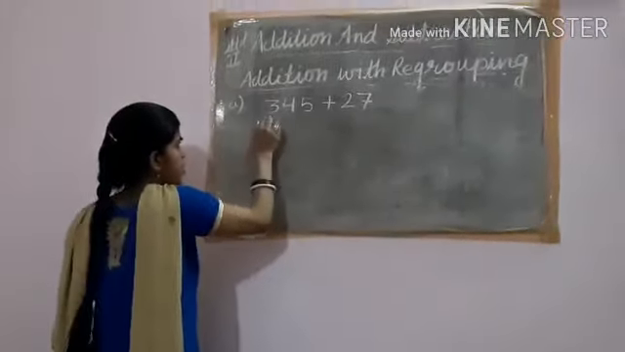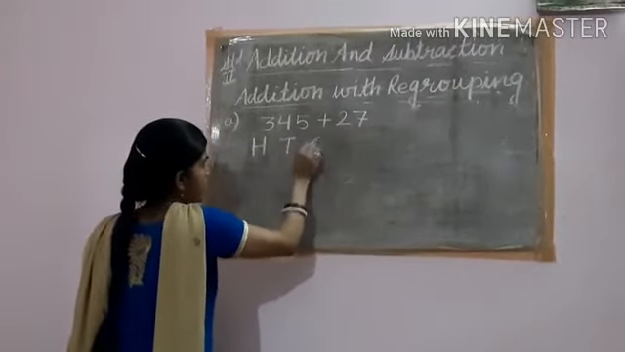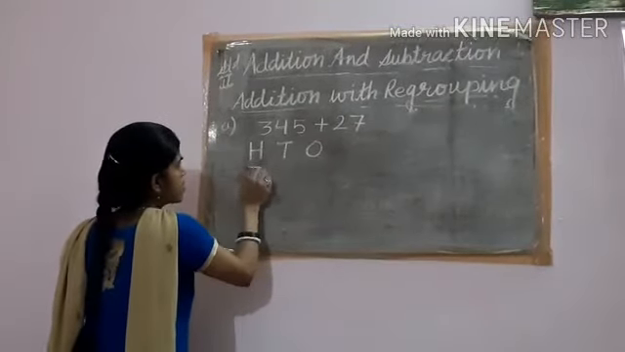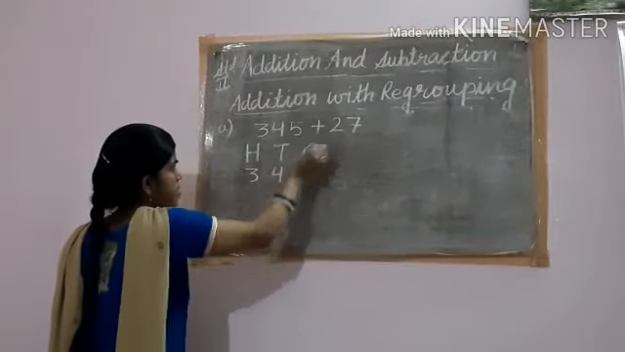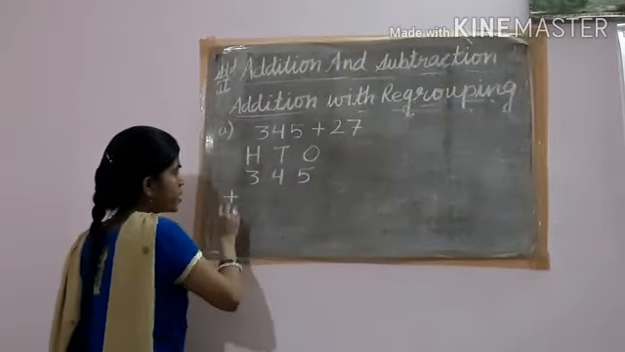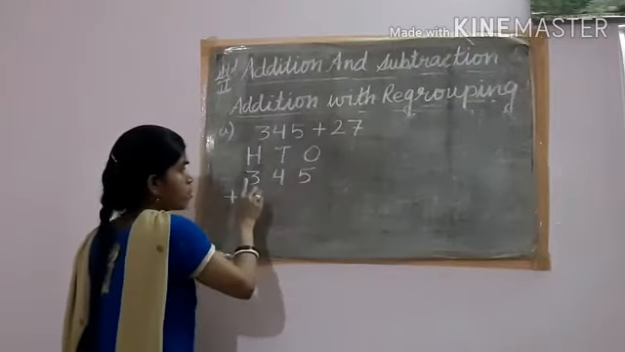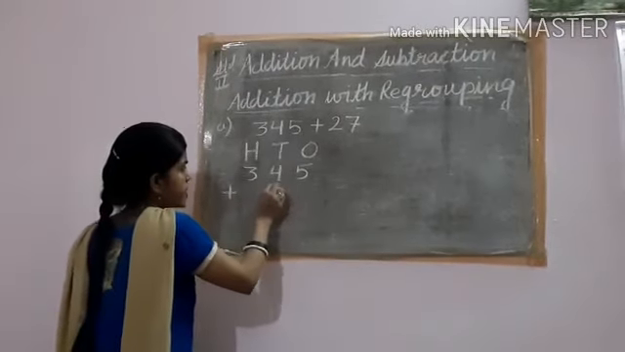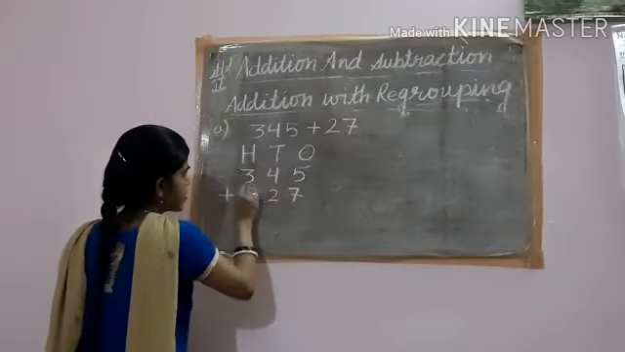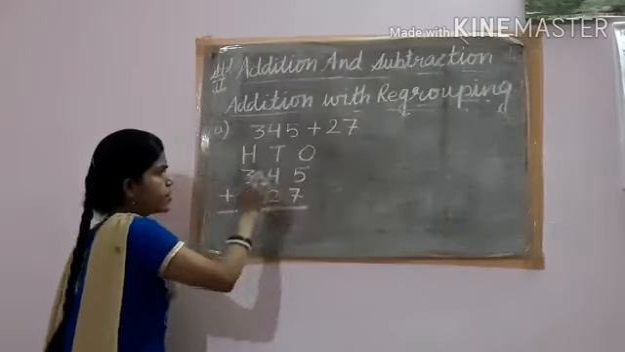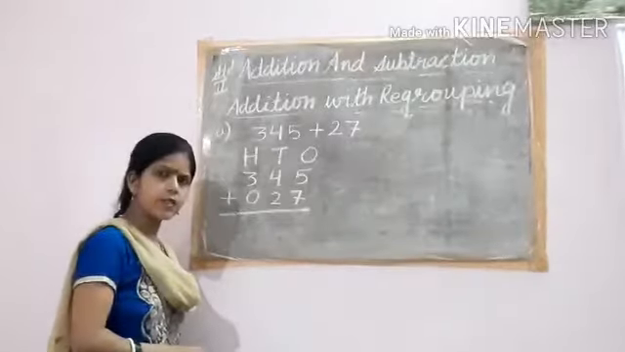The process is the same. Arrange the numbers at the proper place. 3 is at the 100s place, 4 is at the 10s place, and 5 is at the 1s place. When you give the sign of addition, then 27: leave the 100s place blank and write 2 at the 10s place and 7. Now here I am giving 0. 5 and 7.